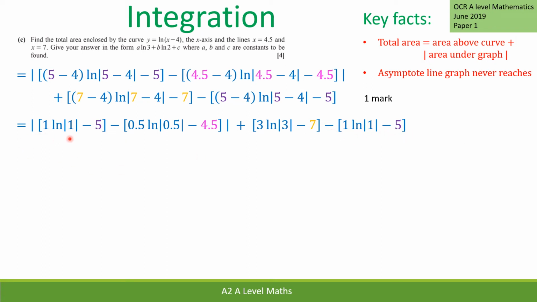Now you should know that ln 1 is 0. So this term becomes 0, minus 5. I can then multiply the bracket by the minus, so it becomes minus the first term. Minus times a minus becomes a positive, so I've got a plus 4.5. Remember, don't forget your modulus sign to make the answer positive. Then we've got the positive version of this bit here, so 3 ln 3 minus 7 is just positive, and then take away these two terms here. Again, ln 1 is 0, so it's going to be take away 0, and the minus times the minus makes the positive.